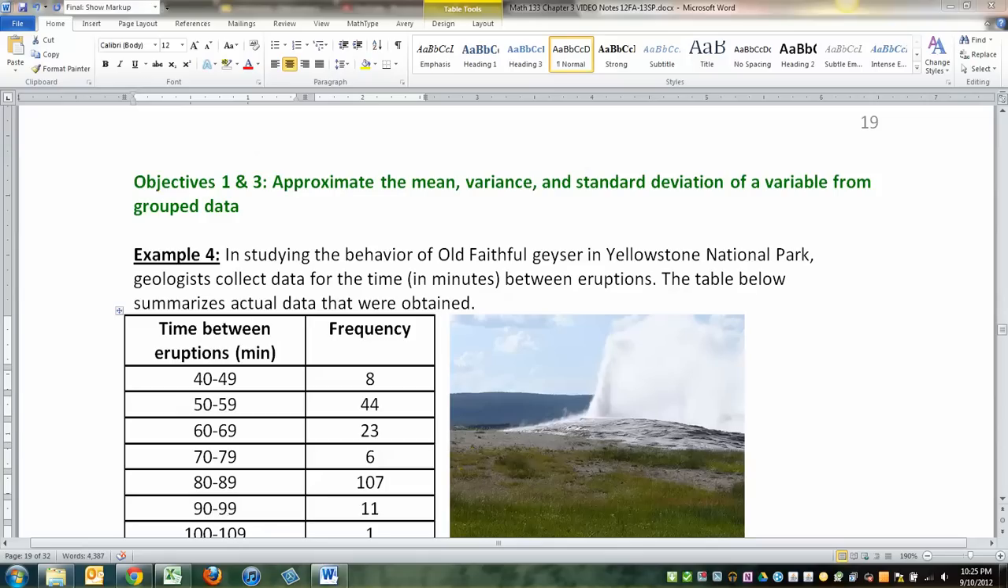We're back for what I believe will be the final video of section 3.3. We're going to do the last objectives, which is finding the mean, variance, and standard deviation for grouped data. So remember grouped data, we learned about that in section 2.2, I believe, continuous data tables.